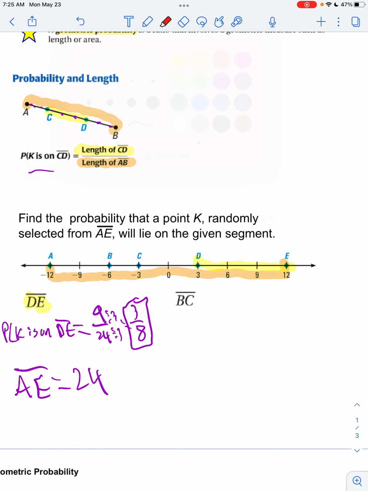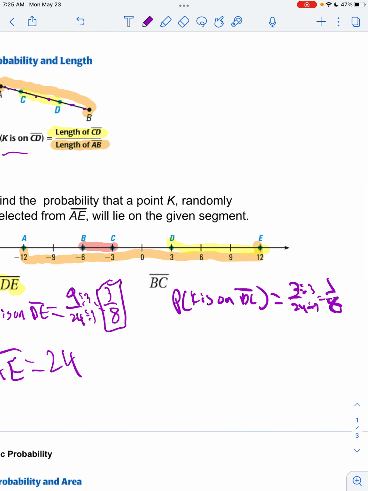BC. Let's find B and C. B to C goes from negative 3 to negative 6. Distances are always positive, and we're moving from a smaller number to a larger number. So BC, the segment is 3. Same idea. I'm going to divide by 3. This time I'm going to get 1/8.